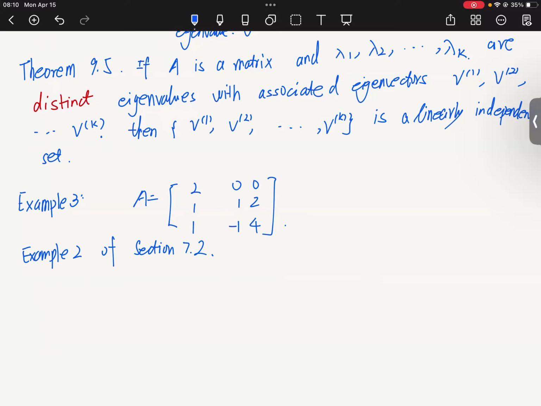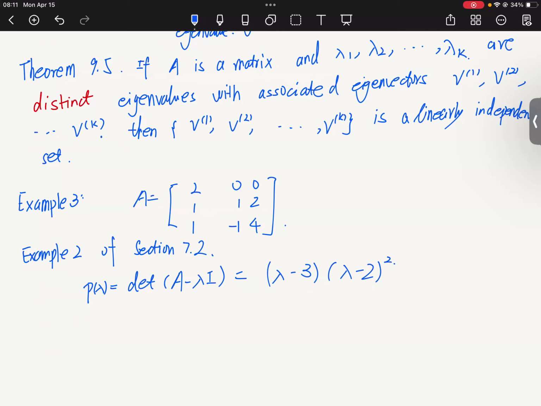So first of all, for the eigenvalues, you can just calculate the determinant of A minus lambda I, and then you would get the characteristic polynomial. After factorization, it is (lambda - 3)(lambda - 2) squared.